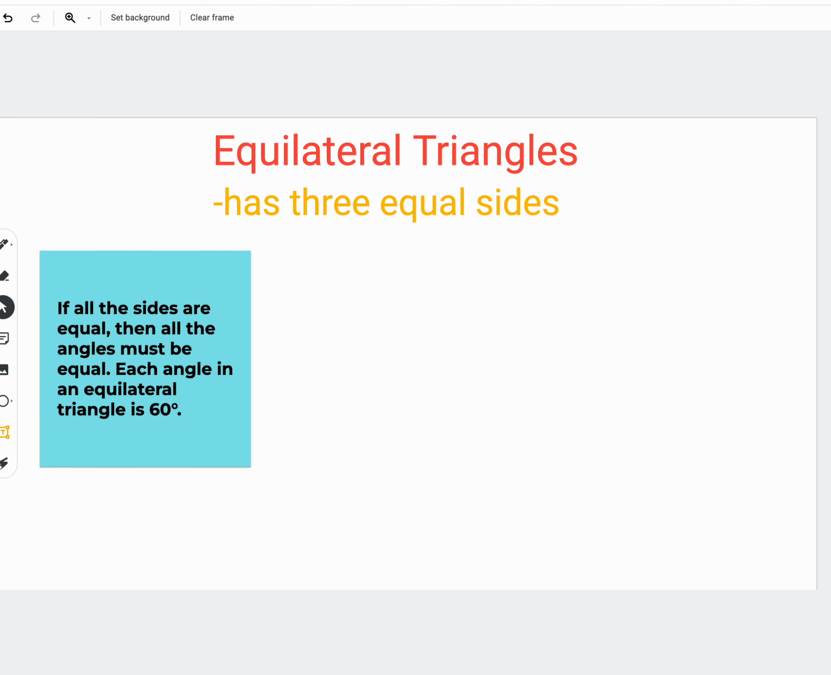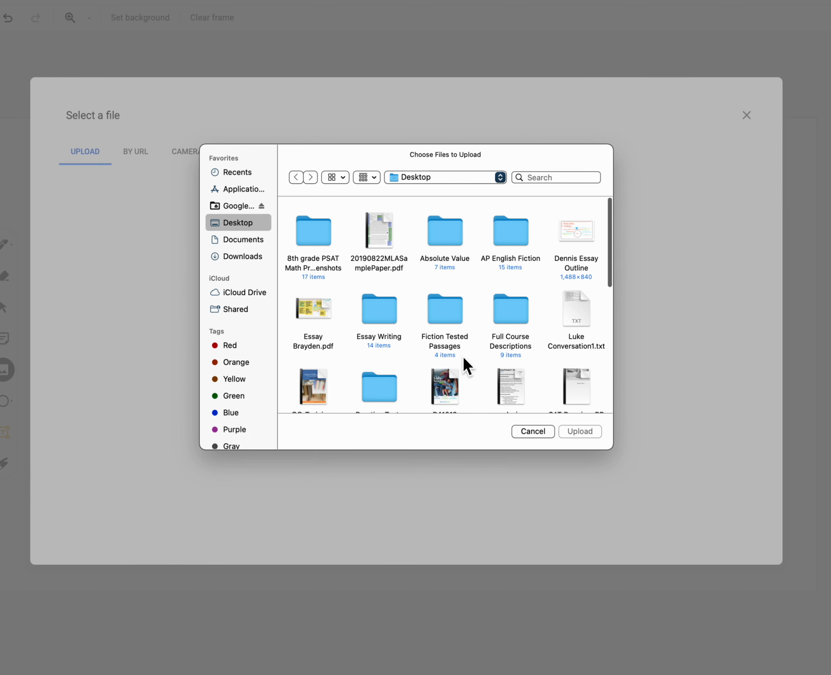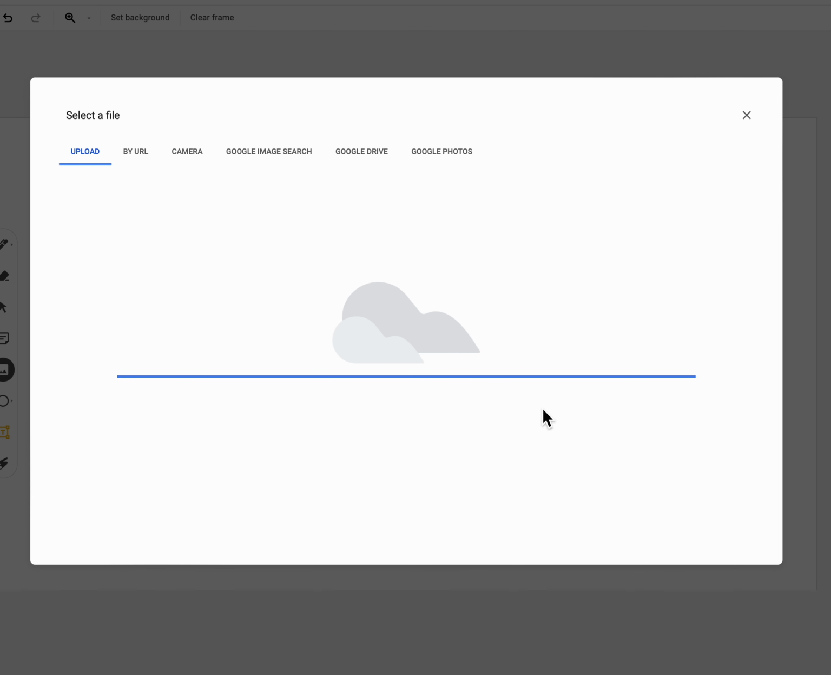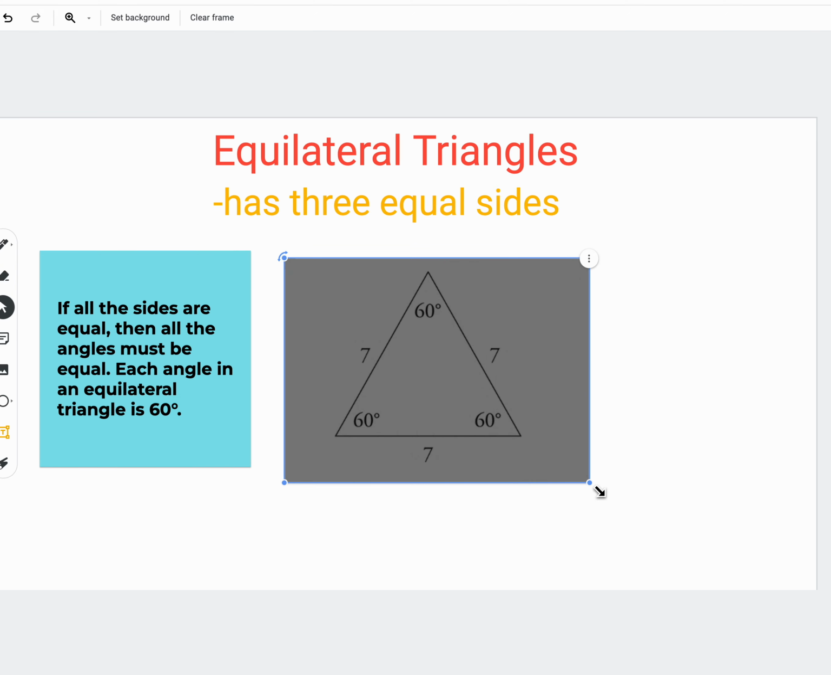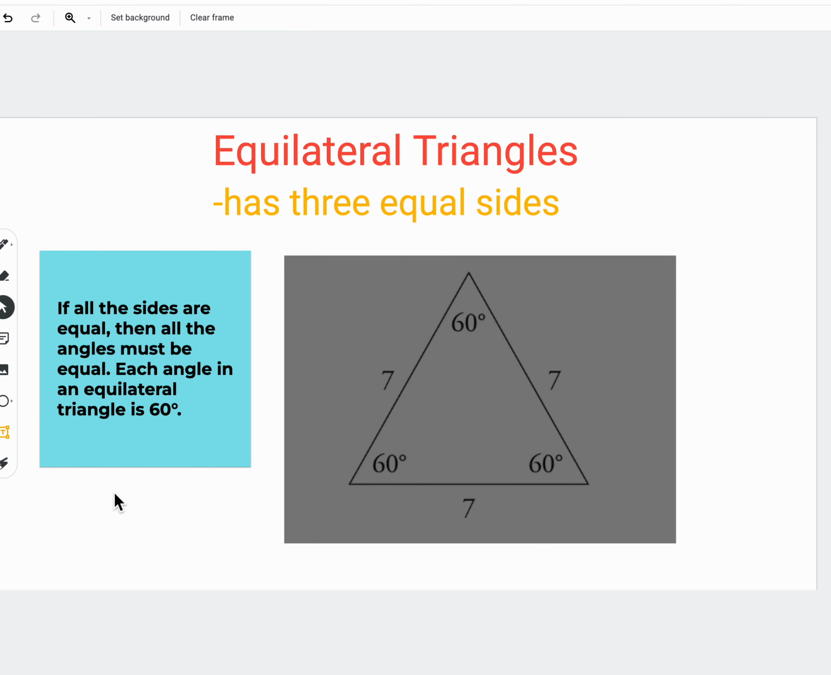Let's take a look at a figure. Here we see that all three angles are 60 degrees, 6, 12, 18, 180 degrees in total for a triangle. Here our lengths are 7.